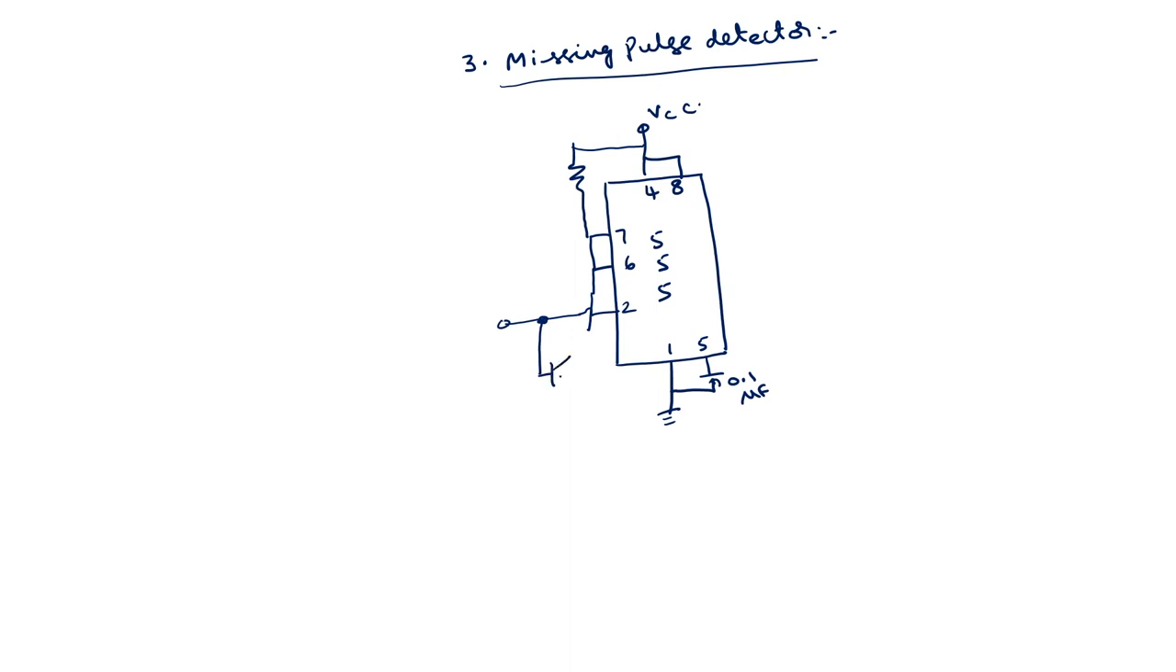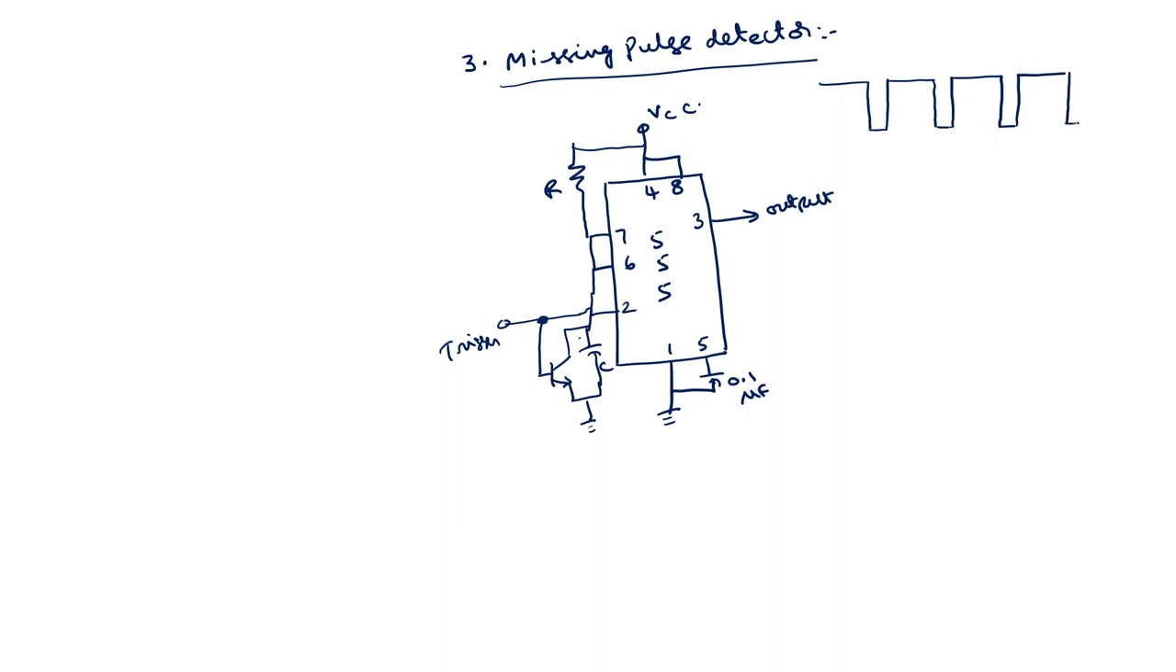Here a transistor is connected. This is where the trigger is applied. At pin 3 the output is taken. How does this act as a missing pulse detector? If I consider these are the pulses at the trigger input.